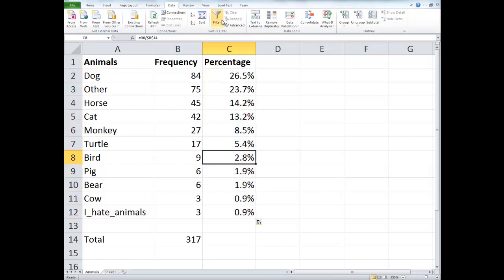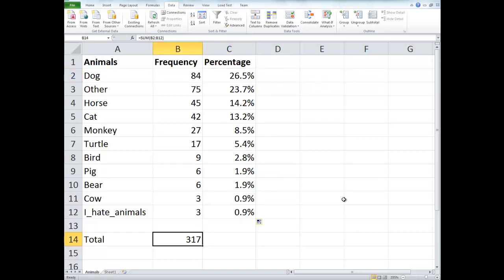every one of these cells, the numerator is a relative address, relative meaning next door, and the denominator is an absolute address, meaning it's always this cell right here and it never changes. Oops, escape.